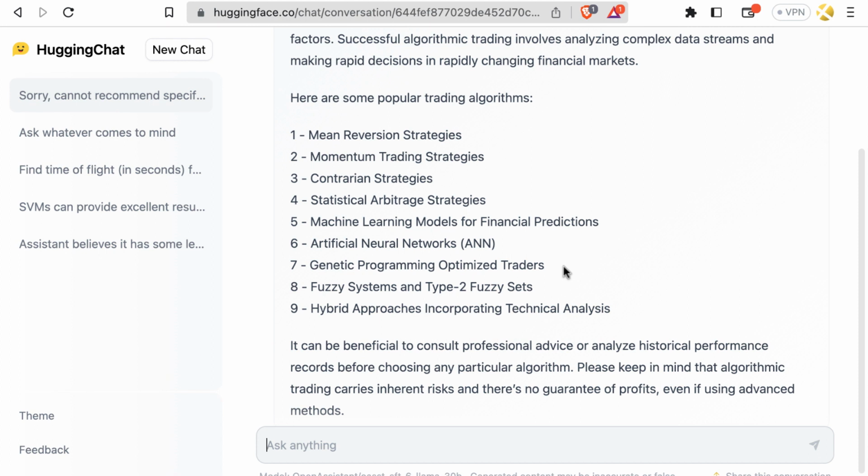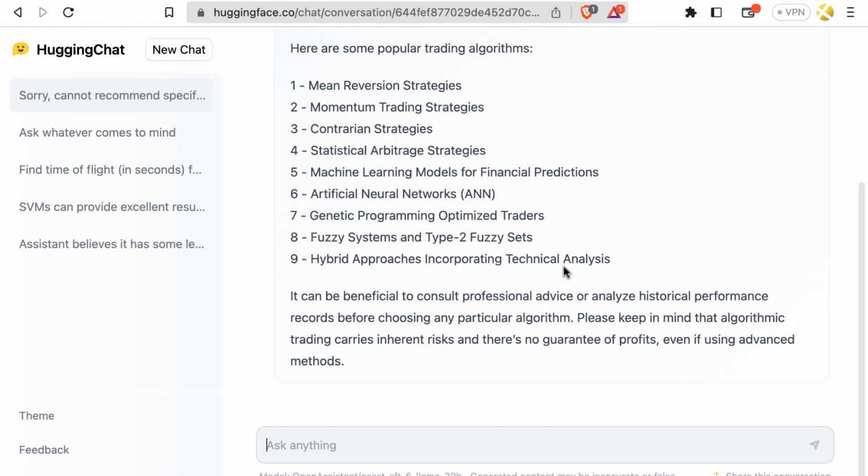Neural networks, genetic programming, fuzzy systems, hybrid approaches. It can be beneficial to consult professional advice or analyze historical performance records before choosing any particular algorithm. Please keep in mind that algorithmic trading carries inherent risks and there's no guarantee of profits, even if using advanced methods.